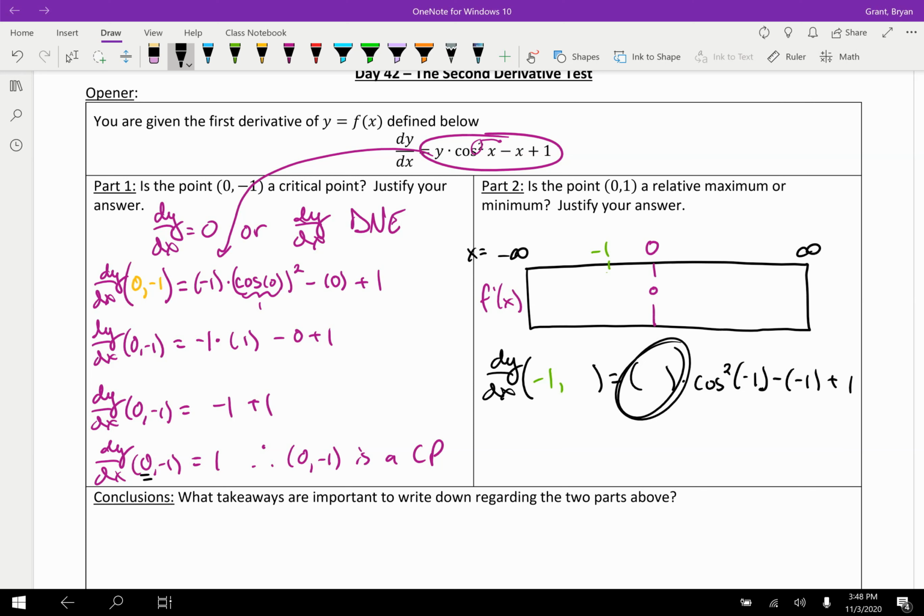And so I think we can't do anything more. In fact, it seems like our first derivative, using that to test this interval, isn't going to be enough to tell us if our point's a relative min or max or neither.